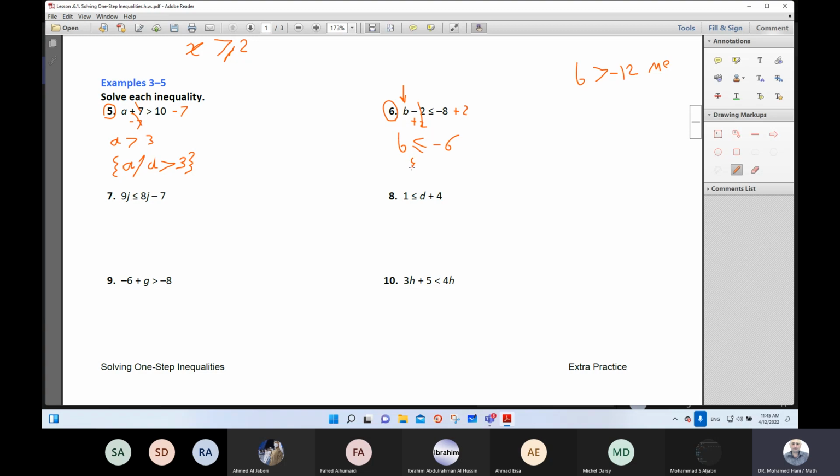So the set of solutions: the variable B such as B less than or equal negative 6. Now I want from all to solve number 8, please. Number 8.